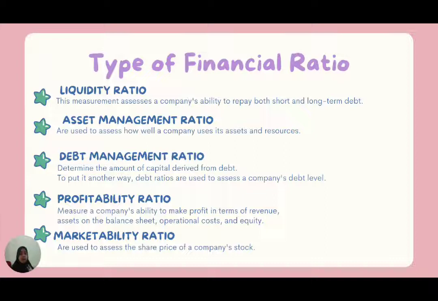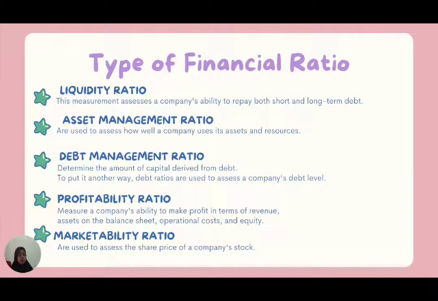There are five types of financial ratio that you should know. The first one is liquidity ratio, which measures a company's ability to repay both short and long-term debt. The second is asset management ratio, which we use to assess how well a company uses its assets and resources. Next is debt management ratio, which determines the amount of capital derived from debt.